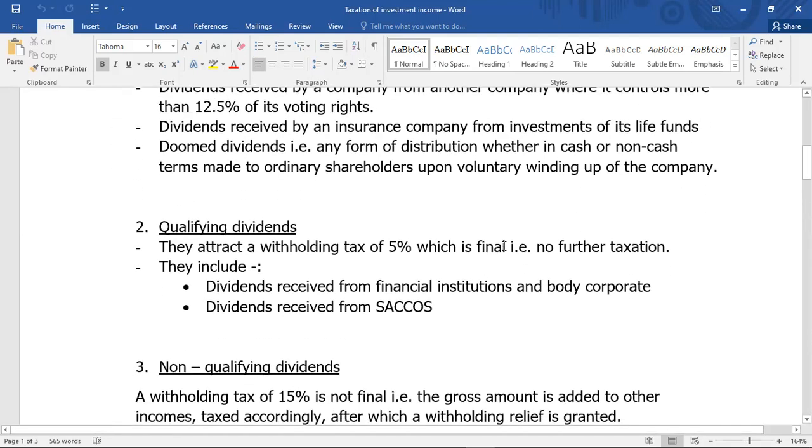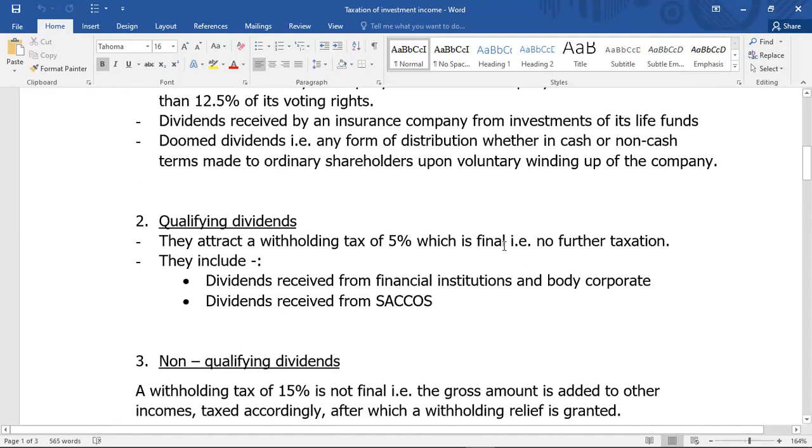Number two, we are talking about the qualifying dividends, and these are the terms that I'm going to be using moving on. So we are saying they attract a withholding tax at the rate of 5%, which is final. That means that they are not subjected to any further taxation. And in this case, they normally include dividends received from financial institutions and body corporates, and also the dividends received from SACCOs.